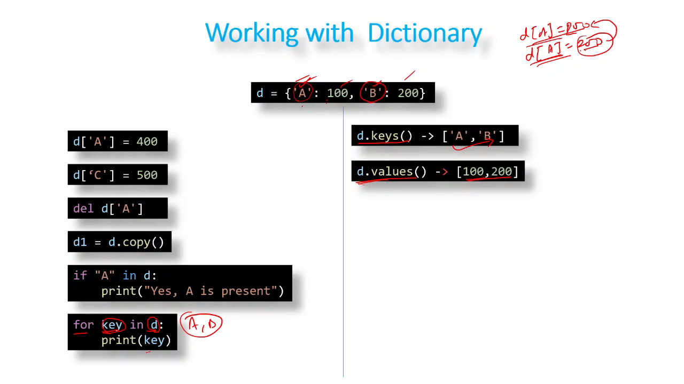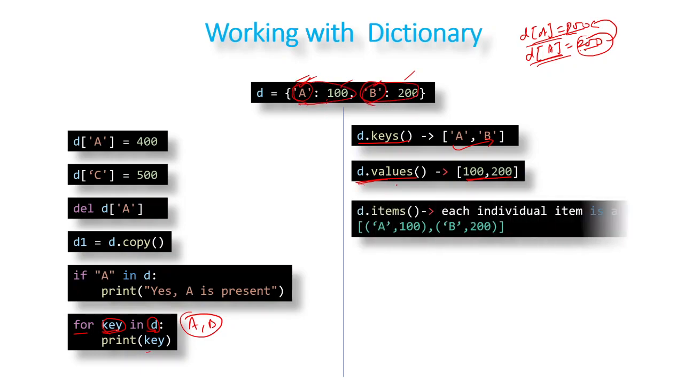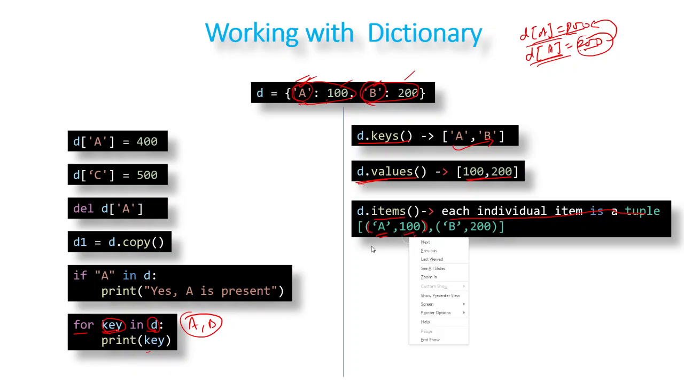If you want to get the items, each of these items, then you can do d.items(). What will it return? Each individual item is a tuple. So it will return each of those items as a tuple, where the first one is a key and the second one is a value. Okay. So this way it will return all the key-value pairs if you do d.items(). Okay. Now let's see an example.